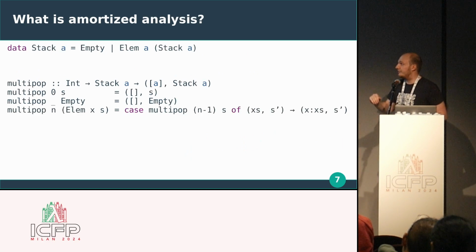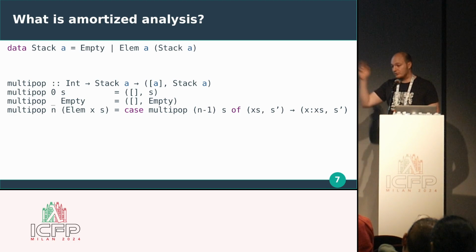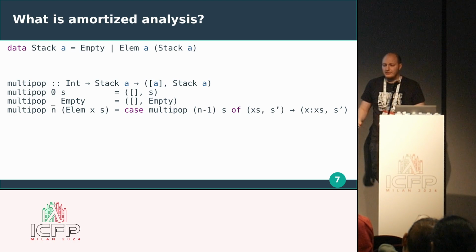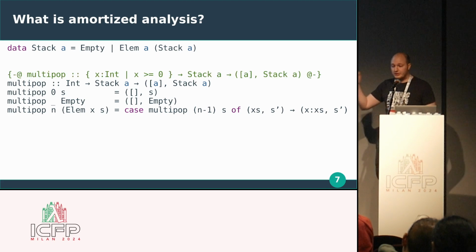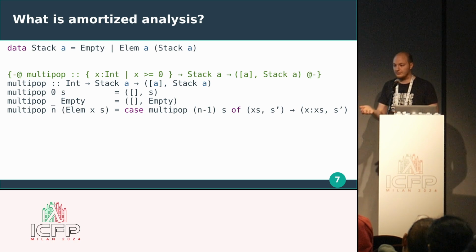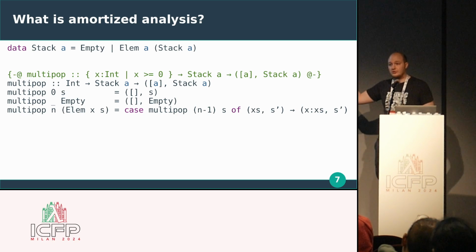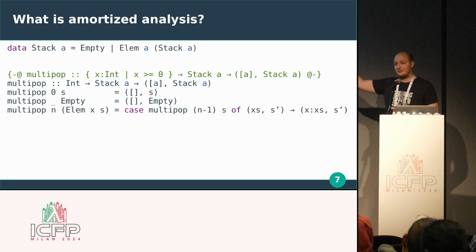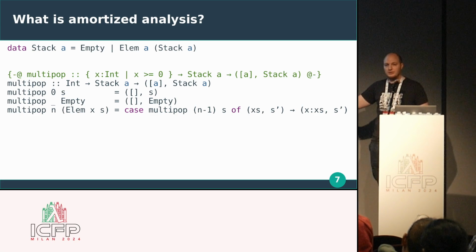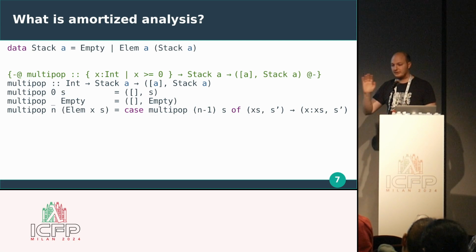So if we look at our definition of the stack and the multi-pop operation again, we want to prove now that this amortized complexity holds. First of all, let's add a precondition to our multi-pop, because at the moment, multi-pop doesn't do the right thing. If you supply a negative number, which Int does allow, we will just pop the whole stack, which is not what you would expect. So we specify a LiquidHaskell annotation that says we want an integer that is greater or equal to 0. We could also specify a postcondition to specify functional correctness, that the list and the stack together have the length of the incoming stack, but we're not dealing with functional correctness today, we are only dealing with complexity.